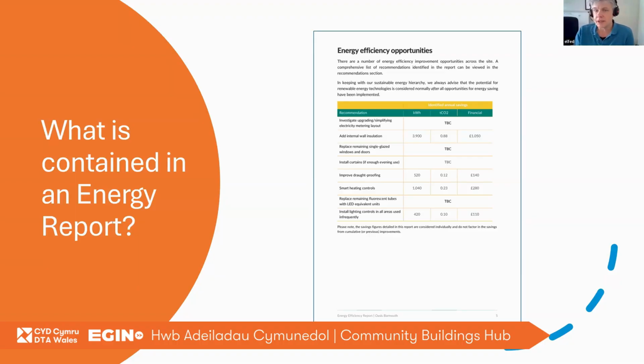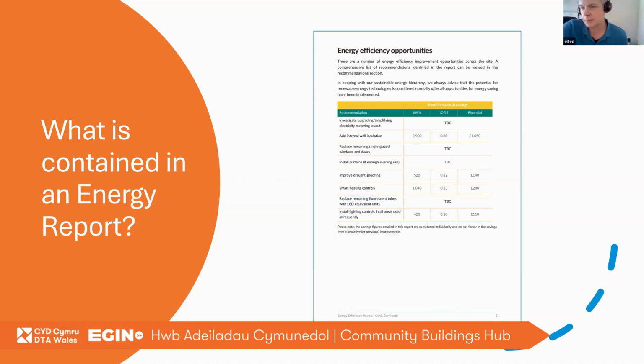Replace a few single glazed windows and doors that were in the building. Installing curtains, if there's enough evening use to justify that, just to keep some of that heat in the winter. Improving draft proofing, more smart heating controls, changing some LEDs and lighting controls. Sort of when you go into a corridor and the light comes on magically, you don't have to switch it on and off, and it makes sure that you don't accidentally leave it on all night.